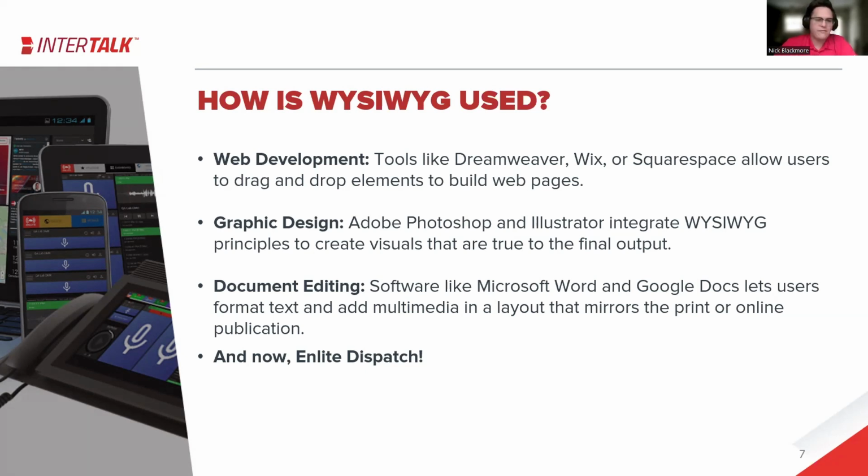Like I said before, graphic design as well. Adobe Photoshop and Illustrator integrate WYSIWYG principles to create visuals that are true to the final output. And of course, document editing, when you think about just adding a text box to Microsoft Word or Google Docs, lets you format the text and add any kind of multimedia that mimics what it would look like for print or online publication. And of course, now, Enlite Dispatch also includes this within its arsenal of tools.